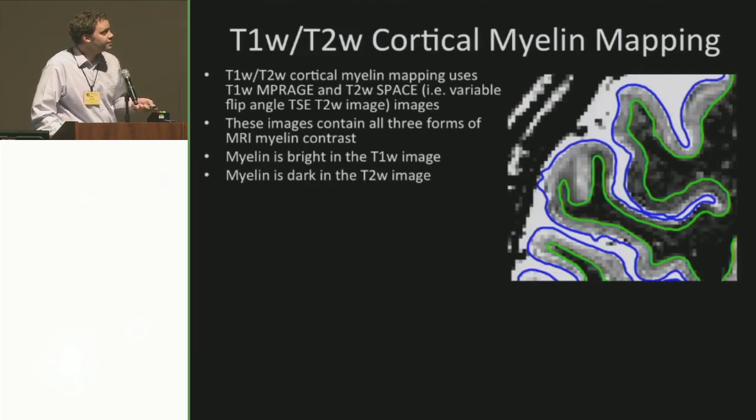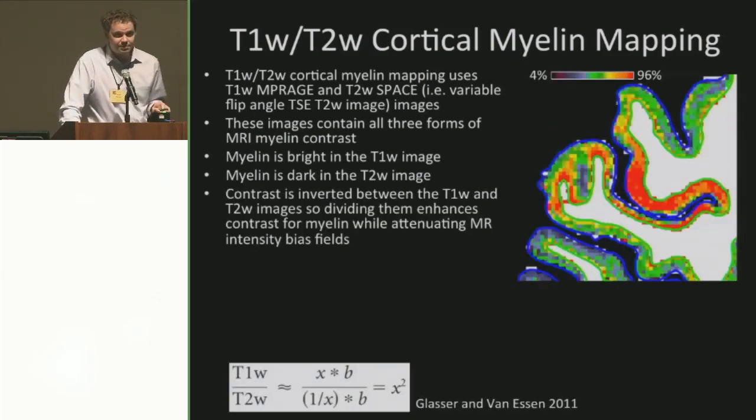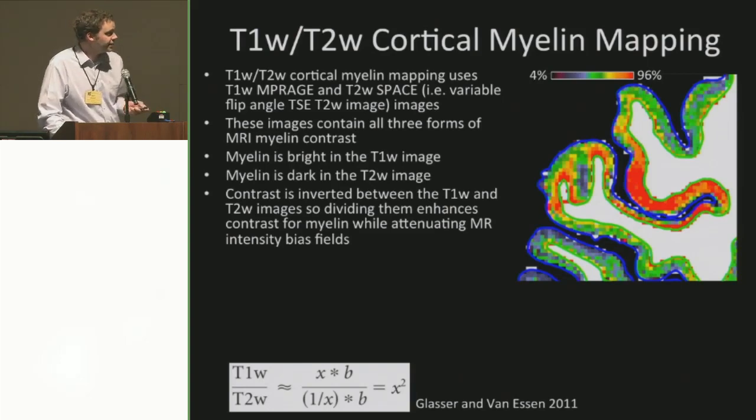But if we look in a T2-weighted image, we have the reverse pattern. Now myelin is dark, and we can see in the gray matter that it's darker here in the anterior bank of the central sulcus than it is in frontal cortex. Because contrast is inverted between the T1 and T2, we can divide the images, which enhances our contrast while attenuating some of the MR bias fields. And even in these images, we can see myeloarchitecture, or rather, cortical areas.